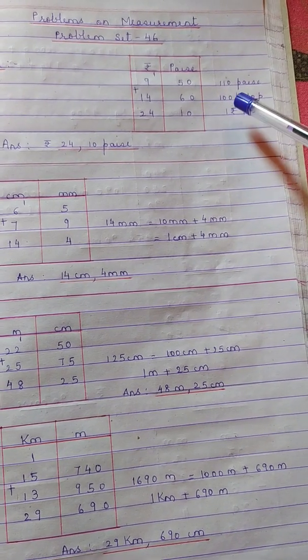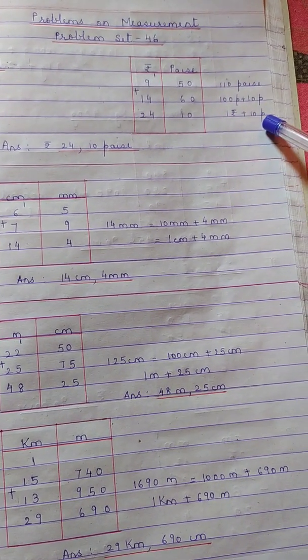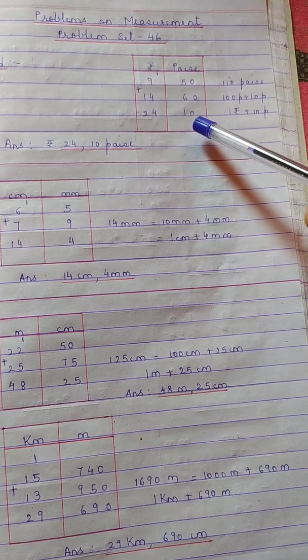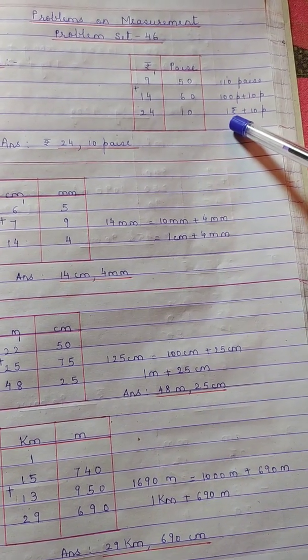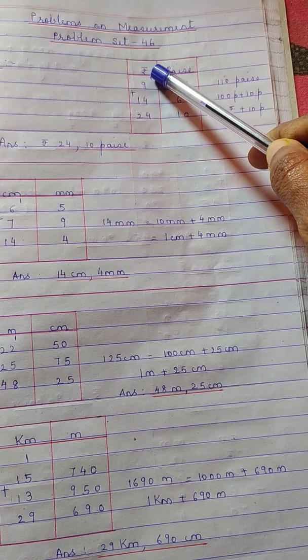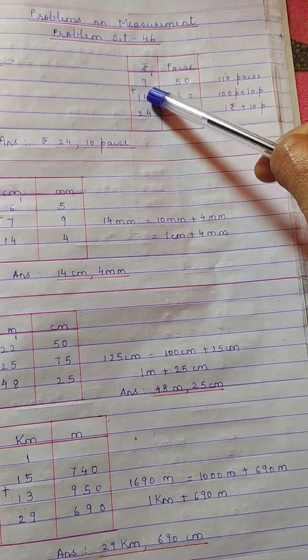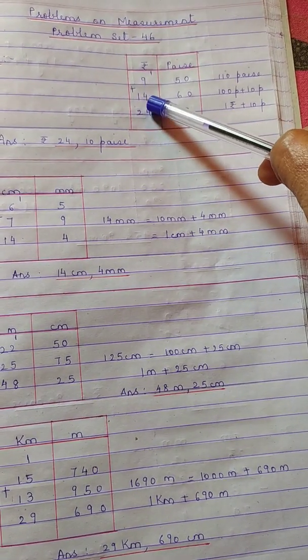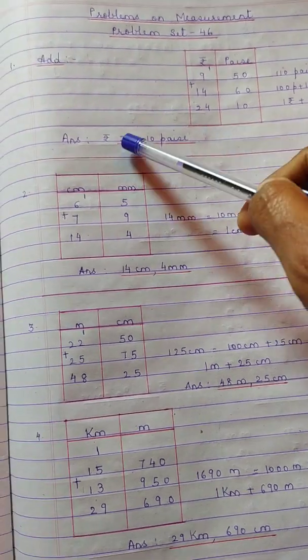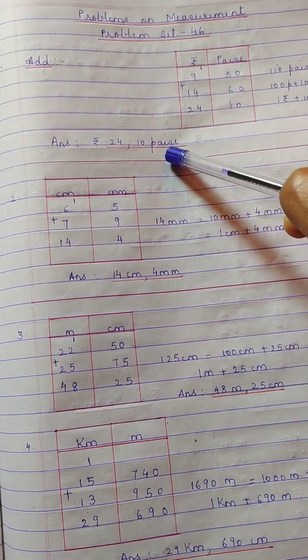We know 100 paise is 1 rupee plus 10 paise. This 10 paise we write here, and this 1 rupee we have taken it to the left hand side. When you add all this, 9 plus 1, 10, 10 plus 14 is 24. So I get 24 rupees and 10 paise.